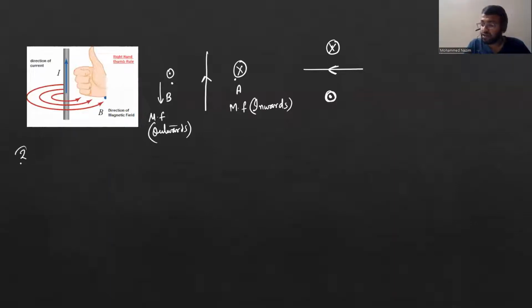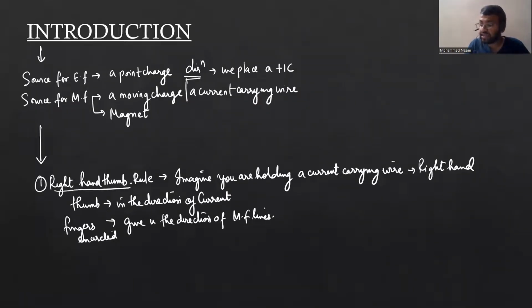We have another rule, that is right hand clasp rule. This is also easier. Any one can be used for your problems. No need to use both. Right hand clasp rule is something like a vice versa of right hand thumb rule. What did right hand thumb rule state? Imagine you're holding a current carrying wire in your right hand such that the thumb is in the direction of current, isn't it? Fingers encircled were giving you the direction of magnetic field lines.